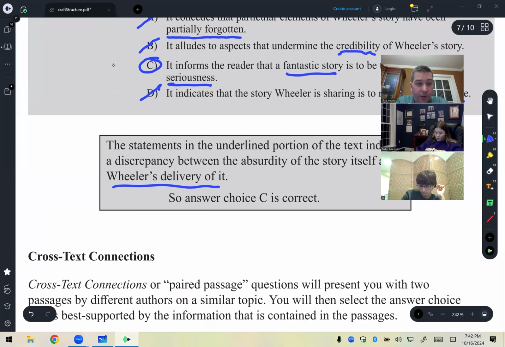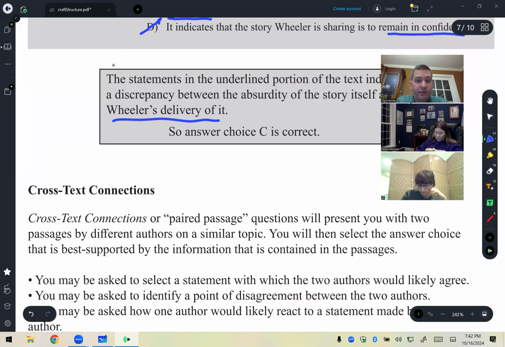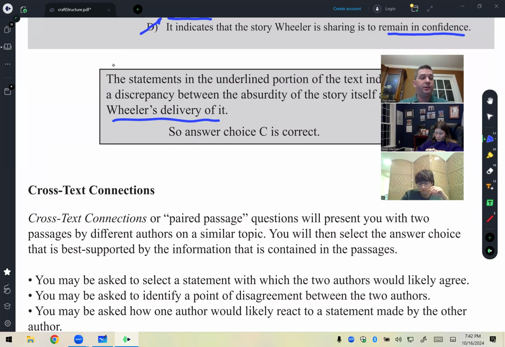All right. Cross-text connections. So these are the paired passage questions. There will be two passages, and we'll have two authors. So we'll have passage 1, passage 2, author 1, author 2. The two authors will be writing about a similar subject. They probably do not agree with one another. They probably disagree with one another, really. I mean, sometimes you may see them agree. Perhaps author 2 agrees with author 1, but to a lesser extent. We've seen pro and con relationships. Those are very common with these.